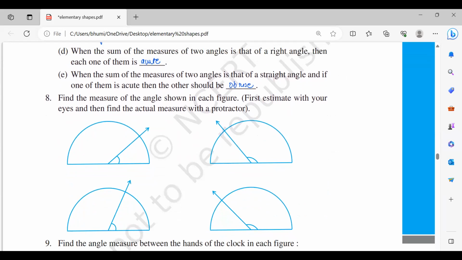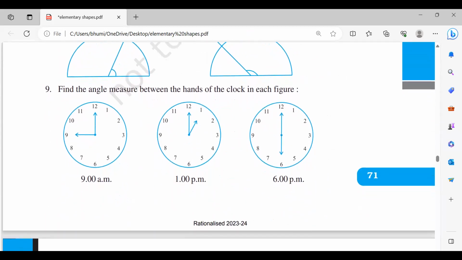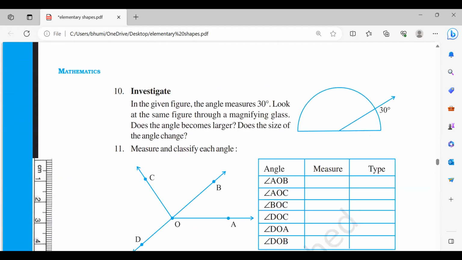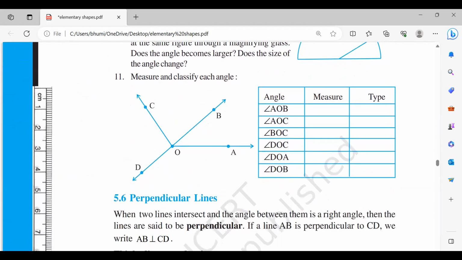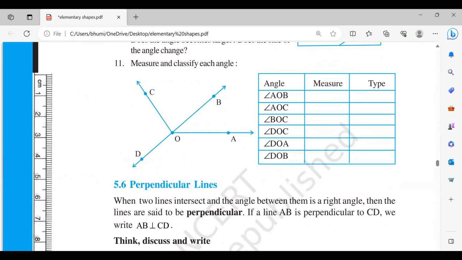Find the measure. You have to find the measure and then calculate. Find the angle measure between the hands of a clock in each figure. This is 90. This is 1 and 12. Whole is 360. So what will be this? 30 degree. This will be 180 degree. You have to investigate. Now measure and classify each angle. You have to measure first and then classify. This is acute. Like this, you will measure and then classify.